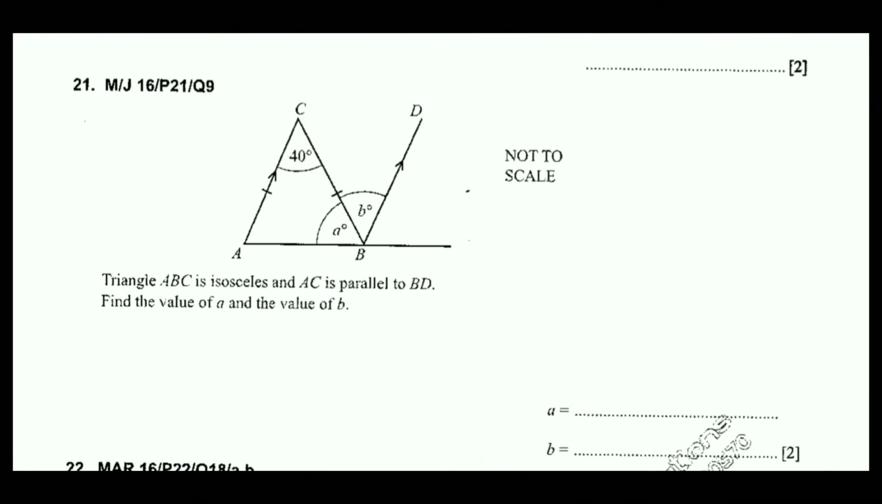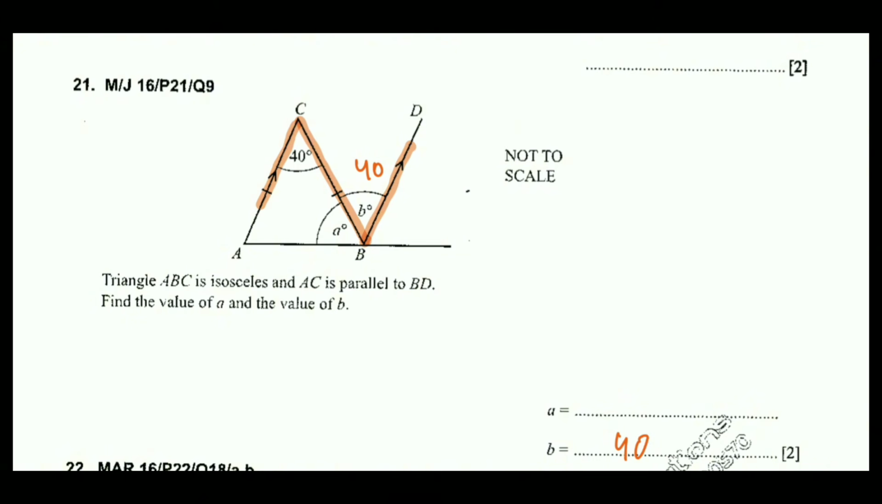Okay, 21 question. Triangle ABC is isosceles and AC is parallel to BD. Find the value of A and the value of B. So here we can see that these two lines are parallel. So if these two lines are parallel and this line is intersecting these two parallel lines, it means that we can see this Z. This is a Z. So if that is 40, B will also be 40. So B is 40, simple.